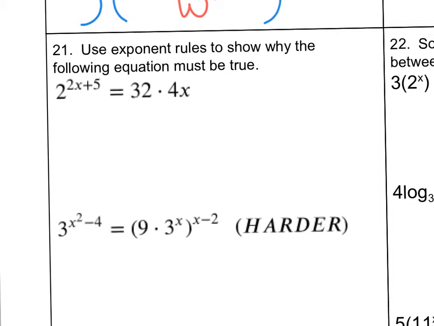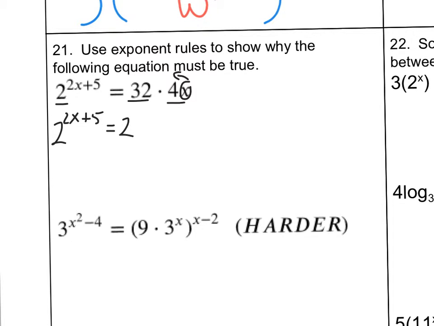Okay, 21. These are some of the weirder things that we've done recently. What I'm going to do is write these all as a power of 2. That's the smallest number I see here. And by the way, this should be a power of x. So this would become 2 to the 2x plus 5.